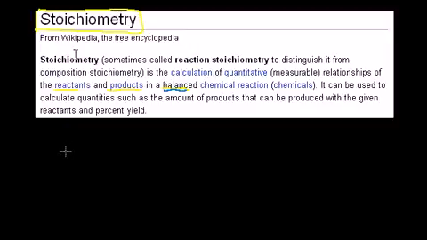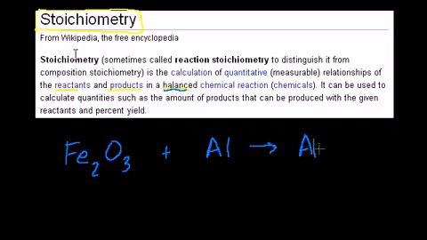What I'm going to do, just so we get practice balancing equations, is always start with an unbalanced equation. So let's say we have iron 3 oxide, Fe2O3: 2 iron atoms with 3 oxygen atoms, plus aluminum, Al, and it yields Al2O3 plus iron. Remember, when we're doing stoichiometry, first of all, we want to work with balanced equations.